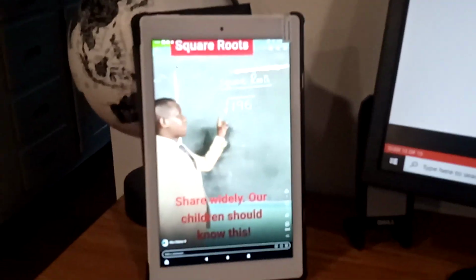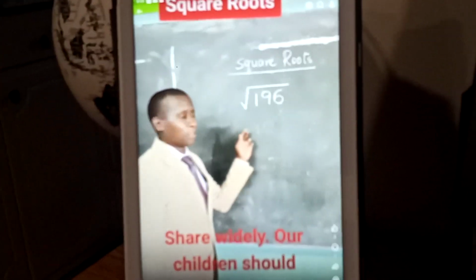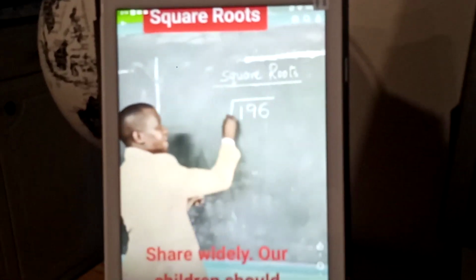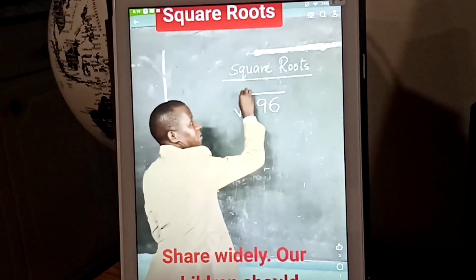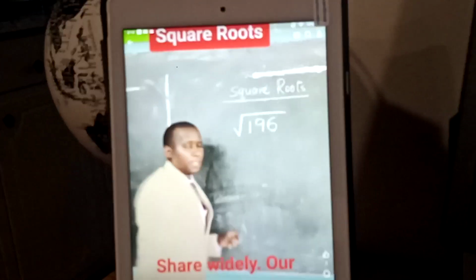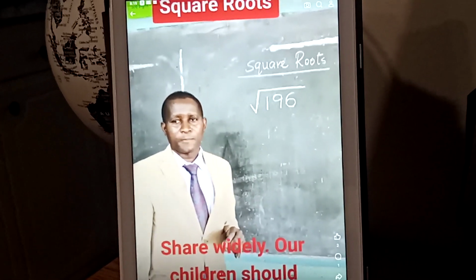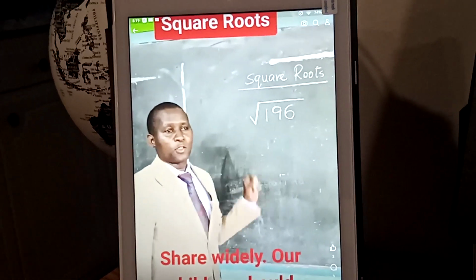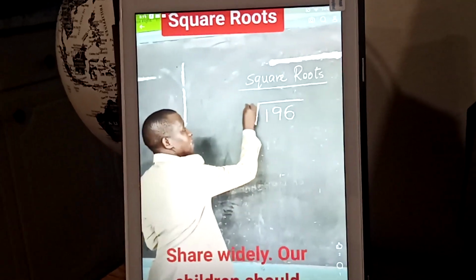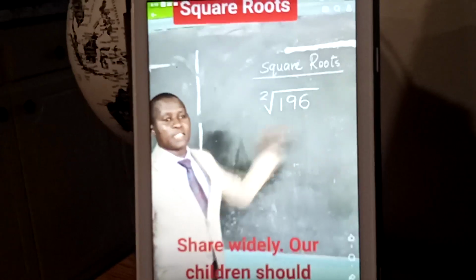Today we look at square roots. We study square roots. This sign here means square root of 196. Because we have talked about square root, it means we are to have a square of this number.